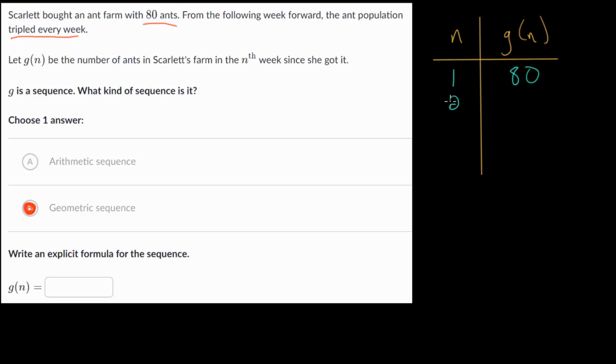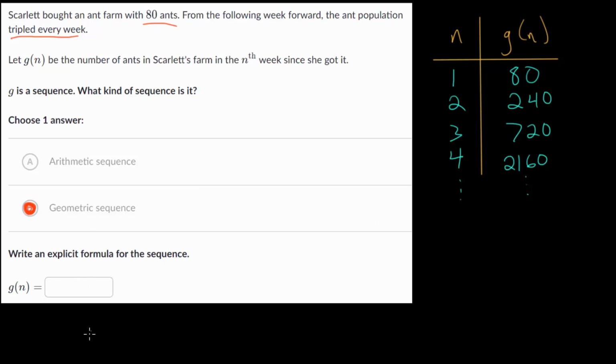But in that second week since she got it, it tripled. So 80 times 3, now she's at 240. In that third week since she got it, it's tripling again. And 240 times 3 would be 720. And so it's just going to keep multiplying by 3 every week forward. And from this geometric sequence, we just need to remind ourselves what the general formula is for these explicit formulas.